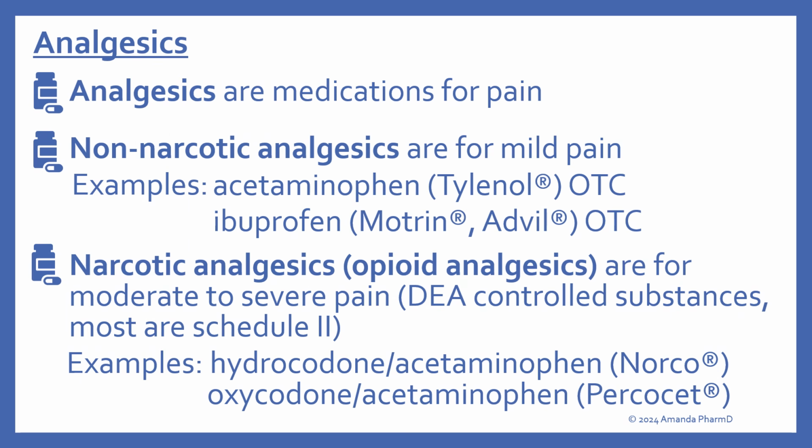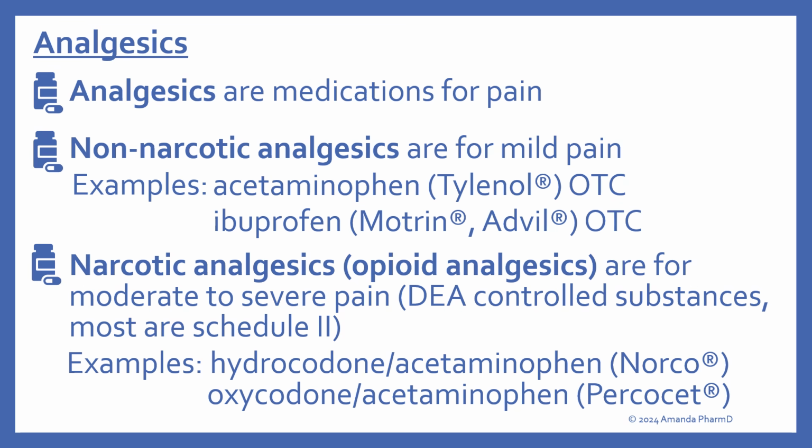So first are the analgesics. Analgesics are medications for pain. There are non-narcotic analgesics for mild pain, such as acetaminophen, or the brand name Tylenol, and ibuprofen, which is Motrin or Advil, and those are available over the counter.